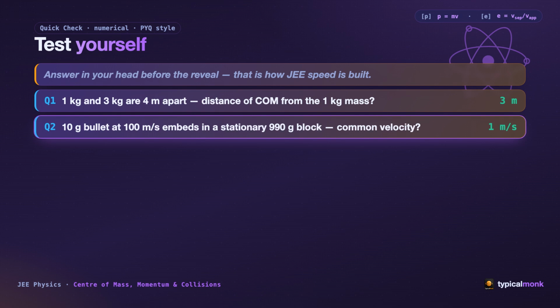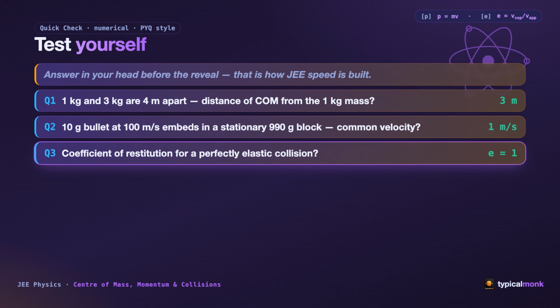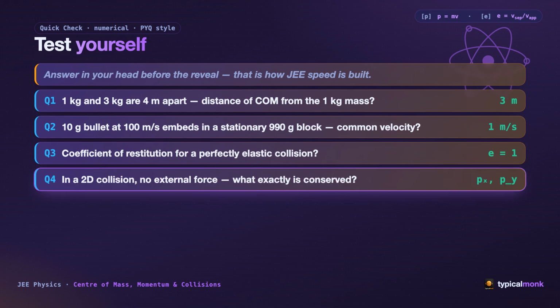Question 2. A 10-gram bullet moving at 100 meters per second embeds in a stationary 990-gram block. What is their common velocity right after? Total momentum divided by total mass, 1 meter per second. Question 3. What is the coefficient of restitution for a perfectly elastic collision? Exactly 1.